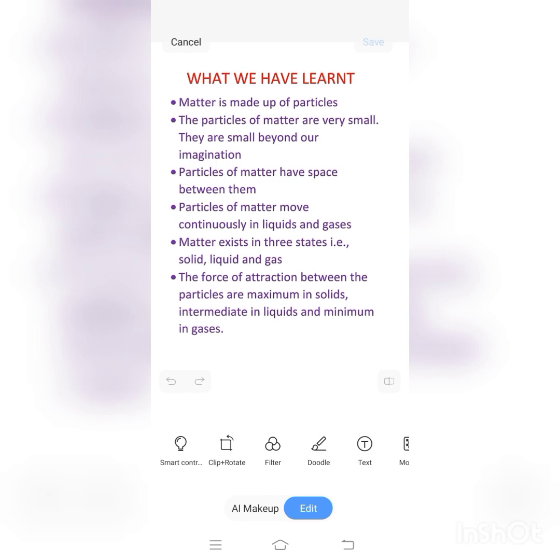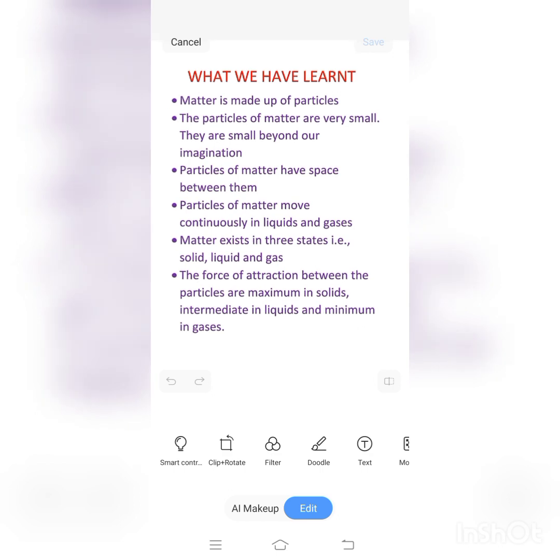Children, what we have learned. Matter is made up of particles. The particles of matter are very small. They are small beyond our imagination. Particles of matter have space between them. Particles of matter move continuously in liquids and gases. Matter exists in three states, that is, solid, liquid, gas. The force of attraction between the particles is maximum in solids, intermediate in liquids, and minimum in gases.